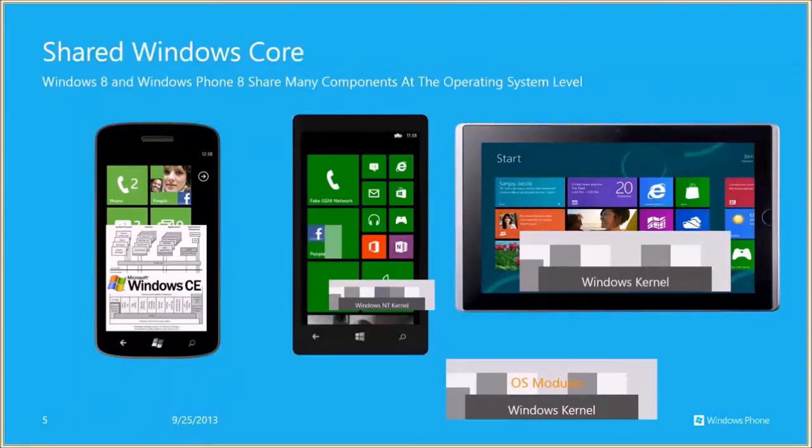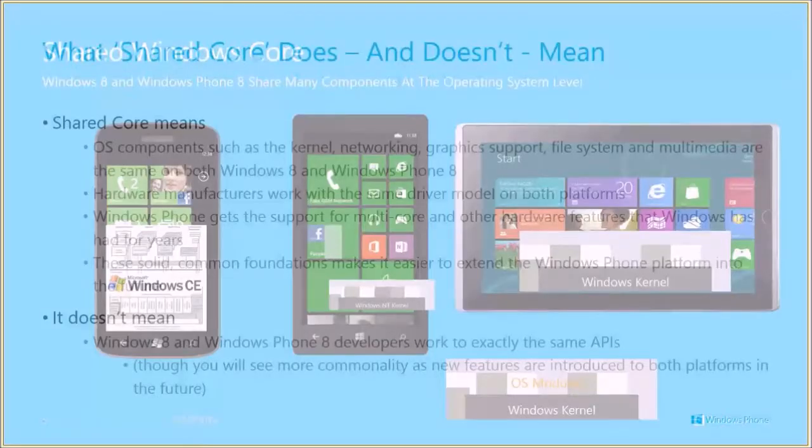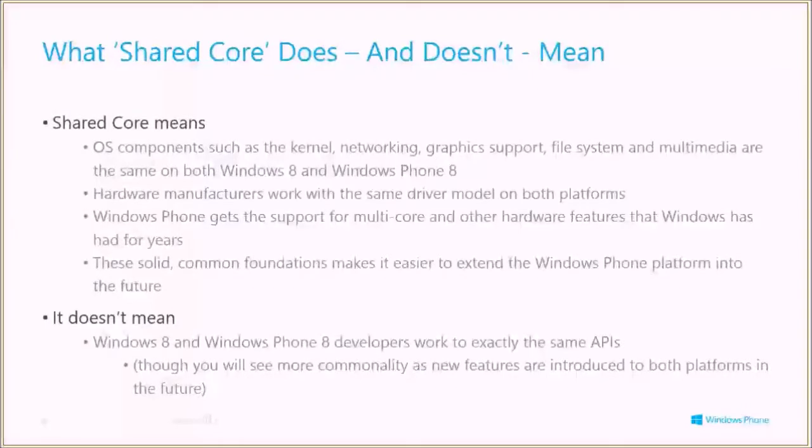These lots of things make it easier for you to extend the Windows Phone platform into the future and get closer in terms of development. It does not mean, however, that Windows 8 and Windows Phone 8 developers work to exactly the same APIs. However, there is lots and lots of stuff that you can use to minimize code and development time, and you can maximize the code reuse between both platforms, using things like portable class libraries or Windows Runtime components and such.